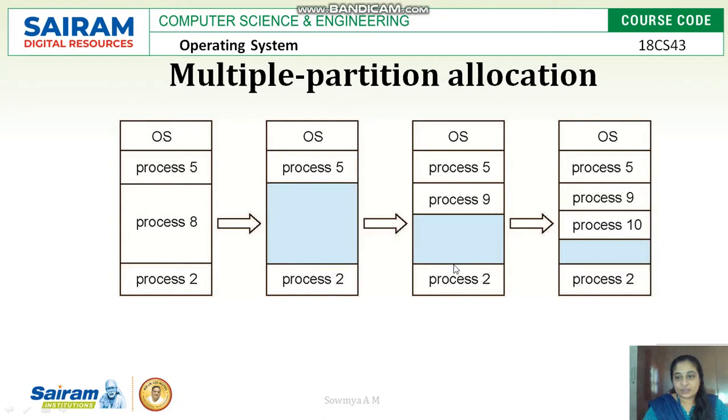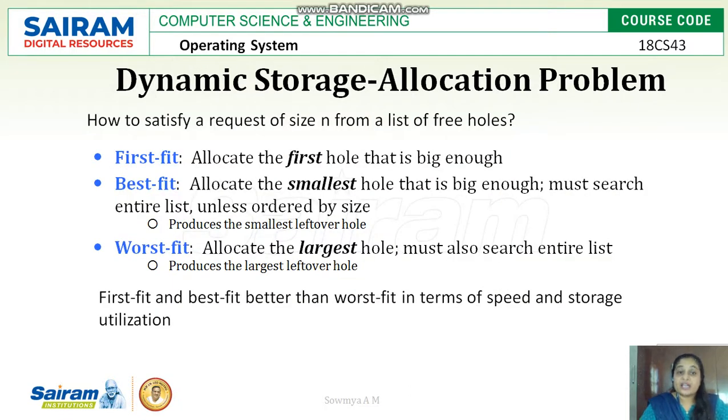So if it is going like this, then what happens is, once process 8 has left, there is a bigger hole where process 9 arrives, and process 10. If they are small enough, the operating system will divide the free space or the hole into multiple holes and then allocate them to the next process. The most commonly used memory allocation approach is dynamic storage allocation, where you have multiple types of allocation.